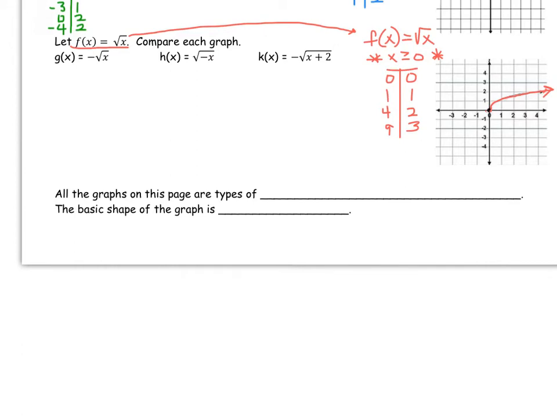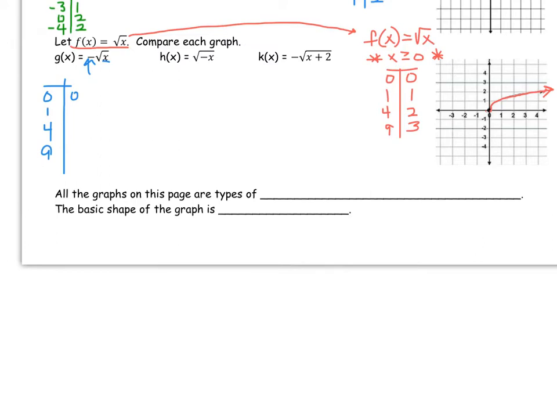For g of x equals negative square root of x, notice they've already plugged in the parent function, we just have a negative out in front. So let's see what that negative does to our inputs. Notice nothing changes with x, so we can use the same inputs we did last time. 0, 1, 4, and 9. The square root of 0 is 0, and then the negative on the outside, negative times 0, stays 0. So our first point doesn't change at all.